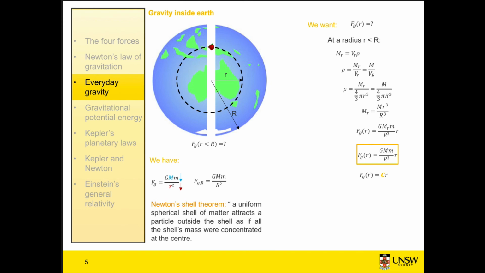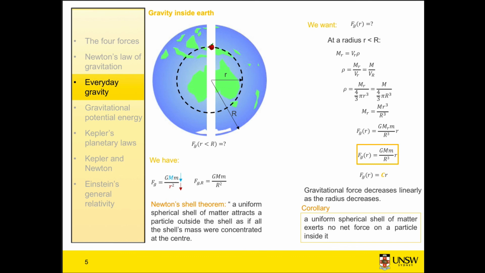And we know all those constants of proportionality. So we find that the gravitational force decreases linearly as the radius decreases. And we can further extend that to say we know then that at a radius of 0, so at the very centre of the Earth, there will be no gravitational force acting on any object. So since we can see that none of the mass of the Earth above the apple is exerting any force on the apple at all, we can make the corollary that a uniform spherical shell of matter doesn't exert any net force on a particle that's inside that shell. And that concludes our adventures into Newton's gravity on Earth.